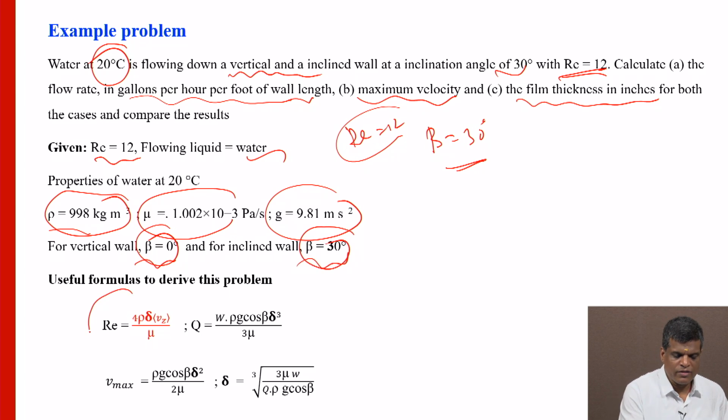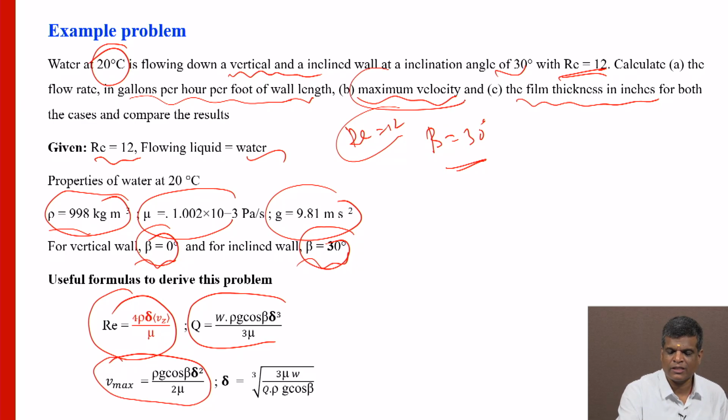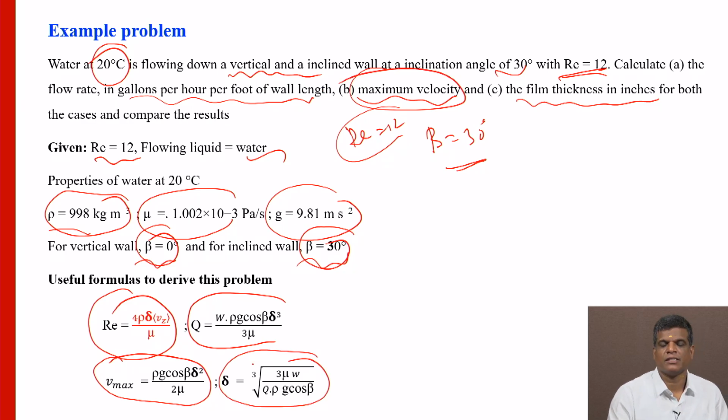So, for the Reynolds number, this is the formula we are going to use here. Q is the volumetric flow rate, V max is the maximum velocity. The problem is asking for the maximum velocity, and finally the film thickness is also asked here. So, you just have to substitute the values and get the answer.